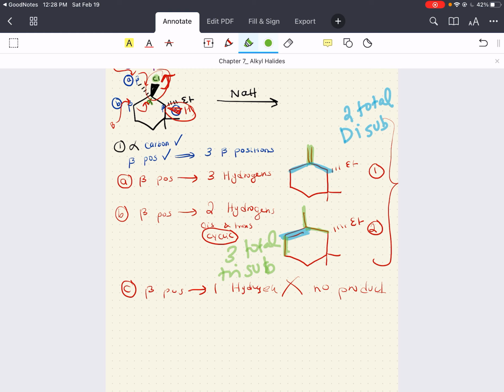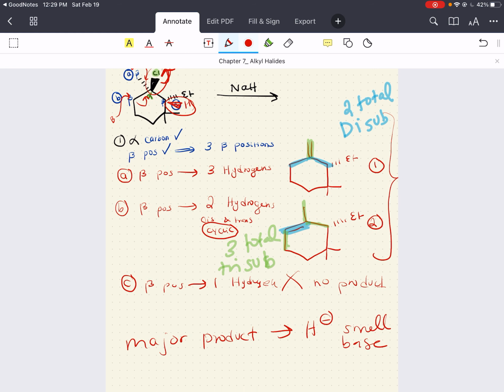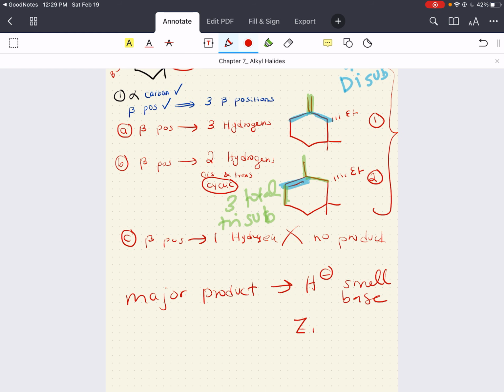Well, our major product depends on the base. All right, our base is just a hydride. This is a small base, not a bulky base, small baby base. All right, that means our major product is the Zaitsev product. What is the Zaitsev product? I cannot spell that. Let me try that again. Small base means our major product is the Zaitsev product.